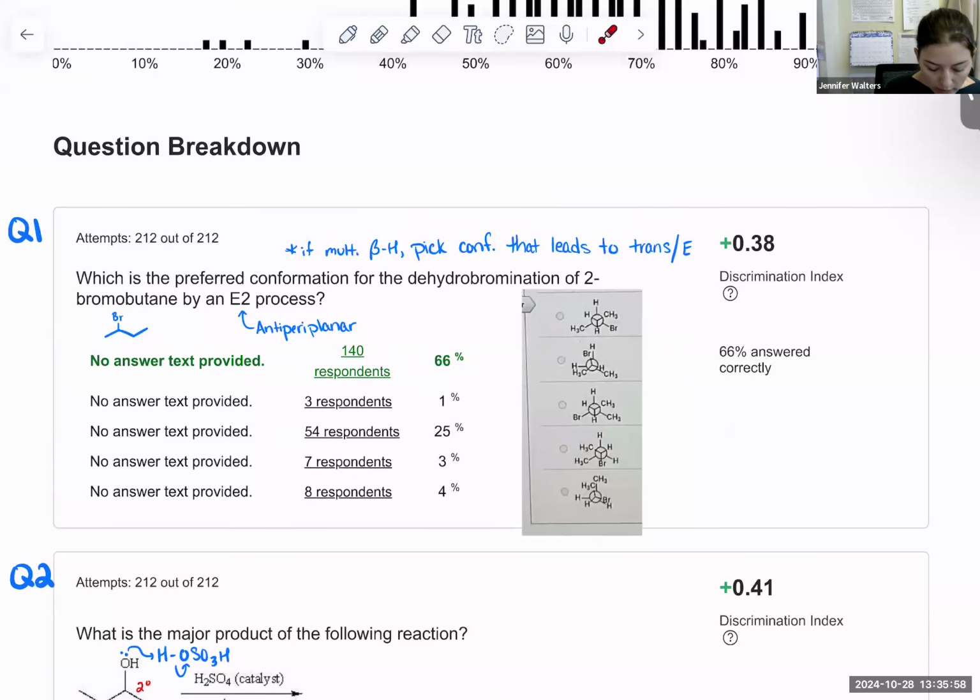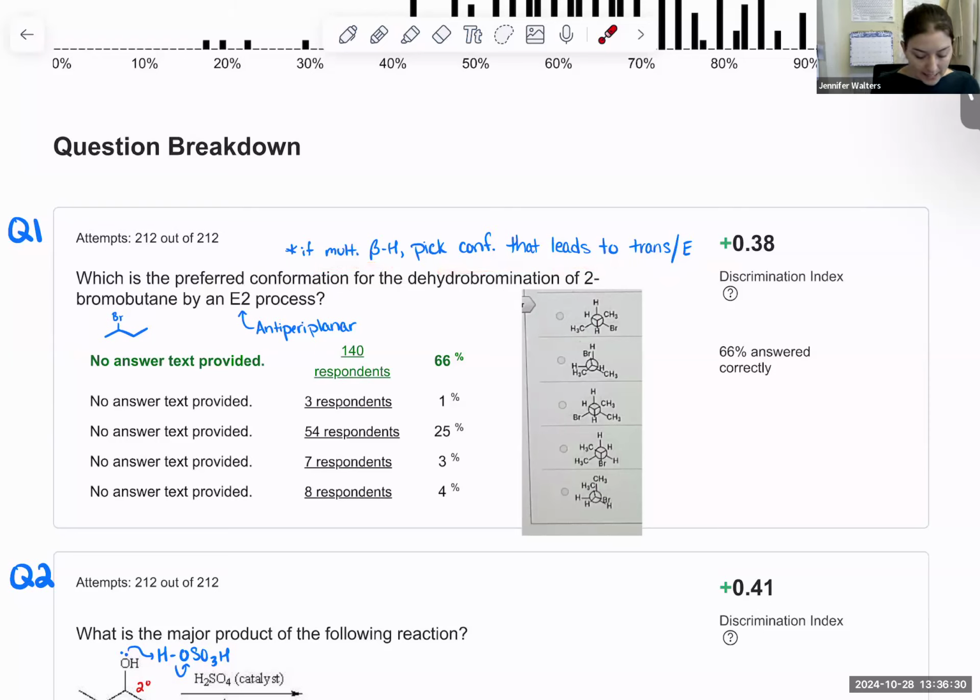Question 1. What is the preferred conformation for the dehydrobromination of 2-bromobutane by an E2 process? The main thing that we know is E2 must be antiperiplanar. Then we look at our 2-bromobutane and we want to identify how many beta hydrogens there are, because if you have multiple beta hydrogens, then you're going to pick whichever conformation leads to the more stable product, the trans or the E alkene.